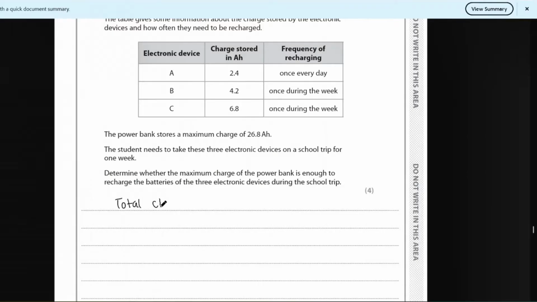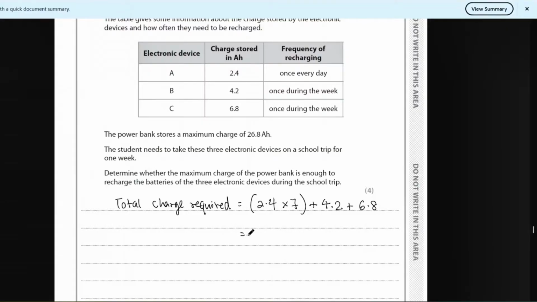Total charge required is equal to device A requires 2.4 ampere hours of charge, but this needs to be recharged every day for a week, so times 7, plus device B needs a charge of 4.2 ampere hours just once in a week, plus device C needs 6.8 ampere hours of charge once in a week as well.